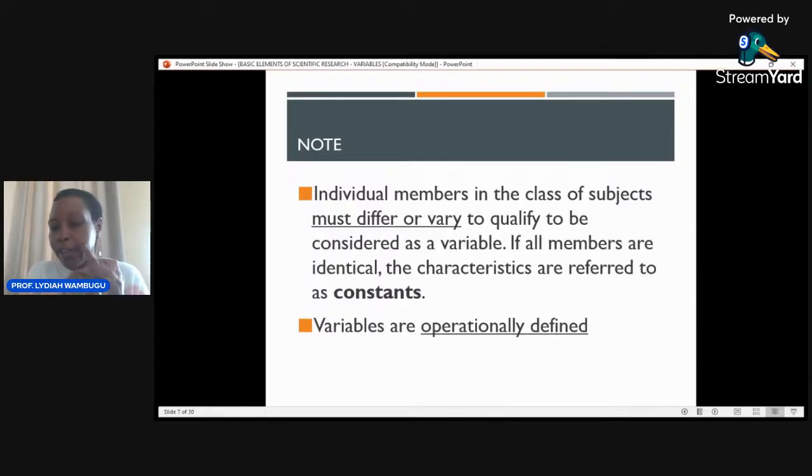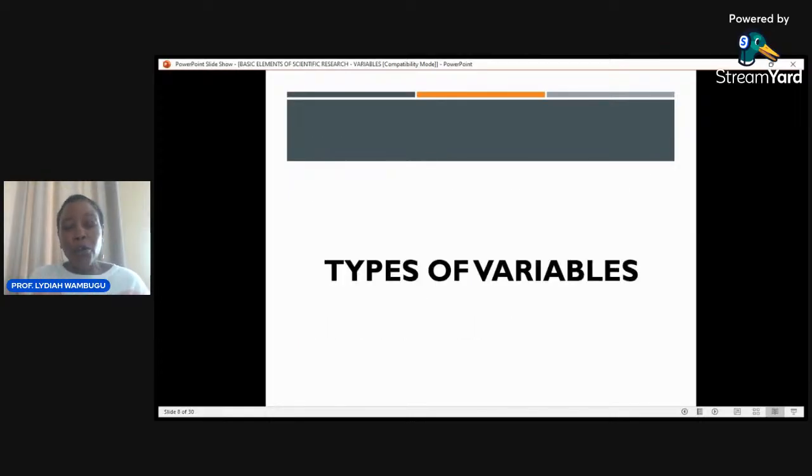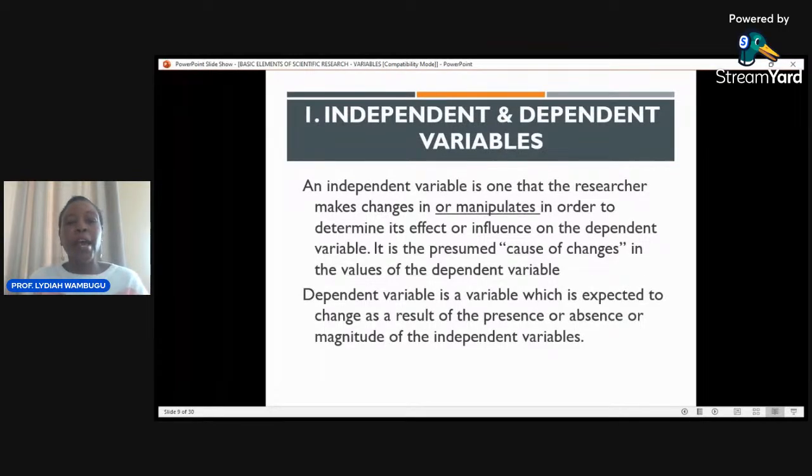So variables vary. Variables are measurable. Variables are operationally defined. So we now look at the types of variables, to answer the question of the various types of variables that we interact with, especially for us who are social scientists. The first one and the simplest is the IV/DV, the independent and dependent variable. I will start with an example. And please feel free to put a question on the chat. I will respond as we continue.